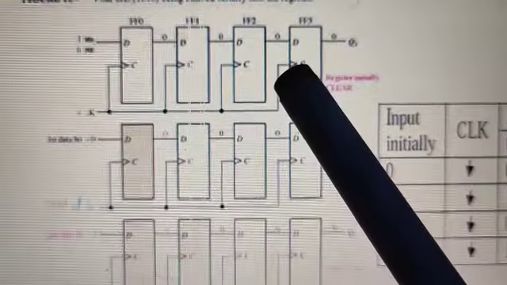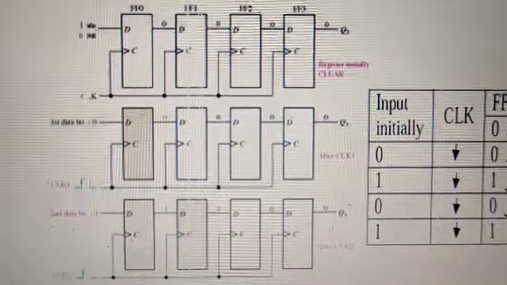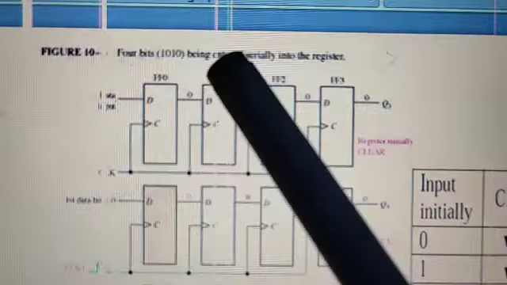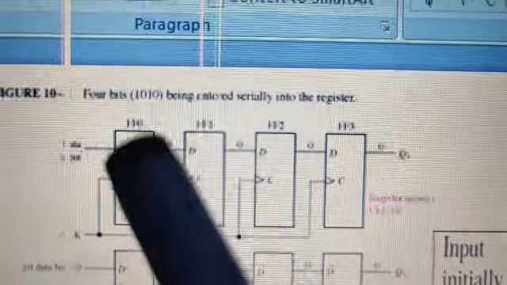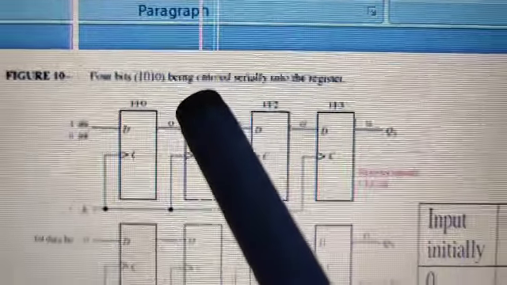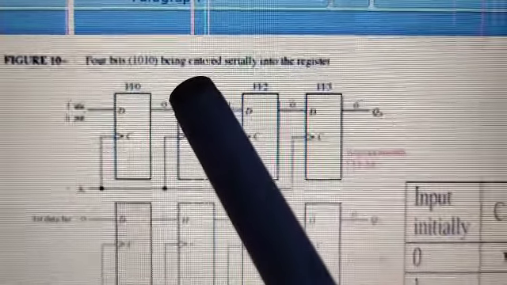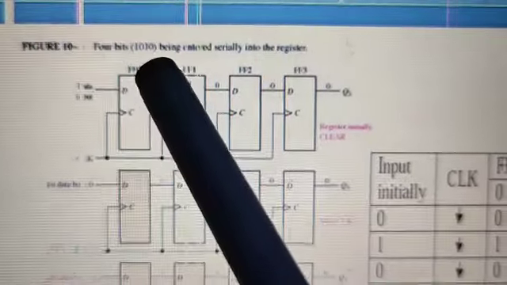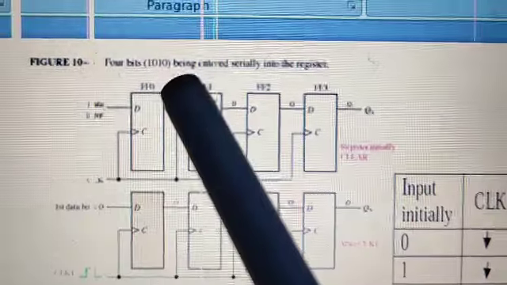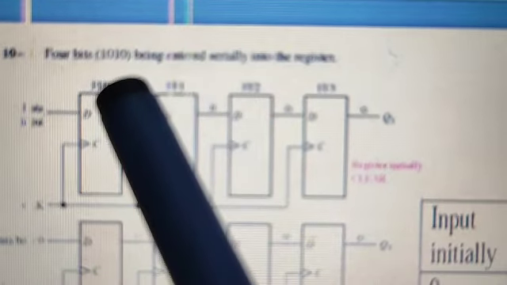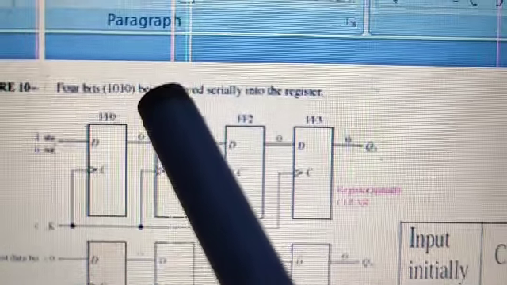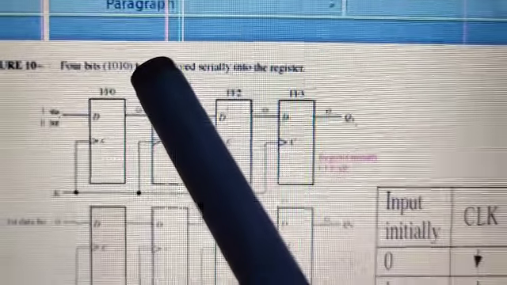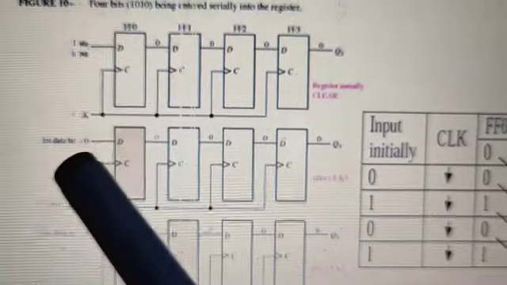Now let us see how the data is transferred or stored here. Suppose I want to store the binary information 1010, how is it being stored? So 1010, which is the LSB here? What is the LSB for 1010? The LSB is the rightmost bit, that is 0. So first you apply 0.